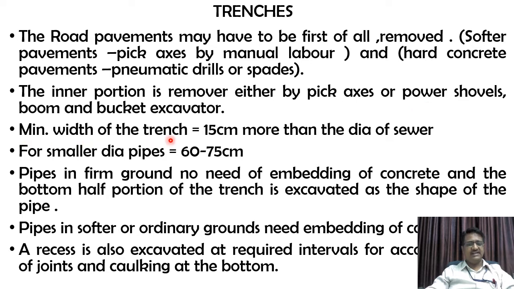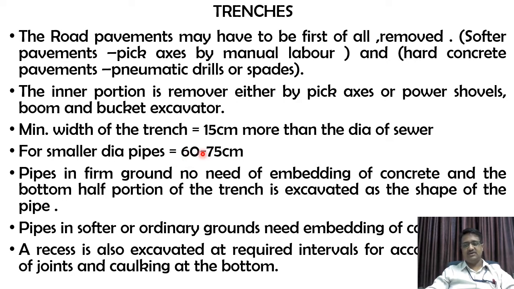Minimum width of the trench should be 15 centimeters more than the diameter of the sewer. So if I want to lay a sewer of 100 centimeters diameter, then we need to make sure that the width of the trench we are making is 15 centimeters more than the diameter of that pipeline. And for smaller pipes, the width of the trench can be 60 to 75 centimeters more than that.